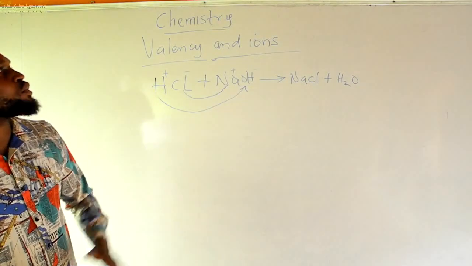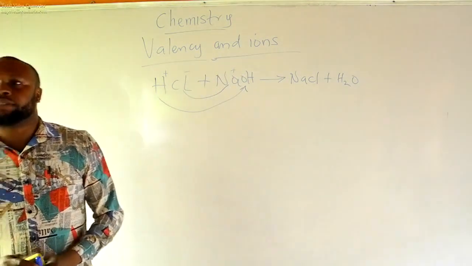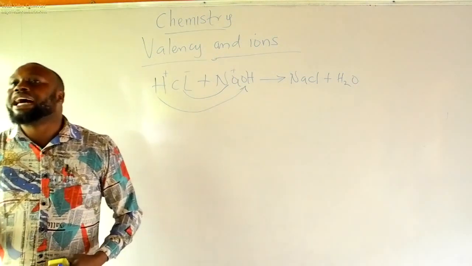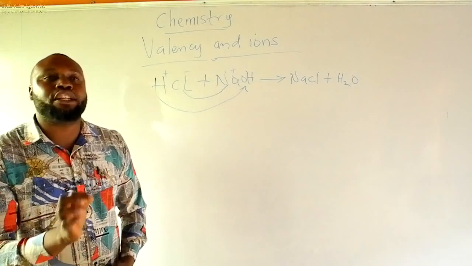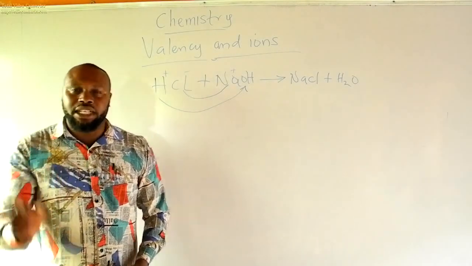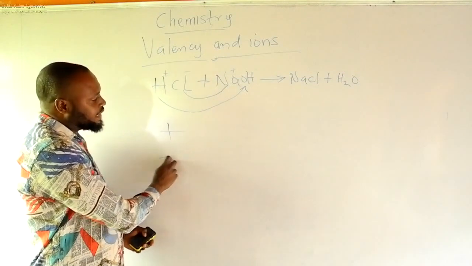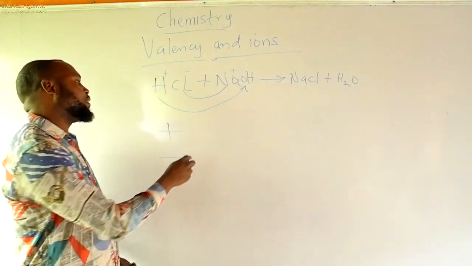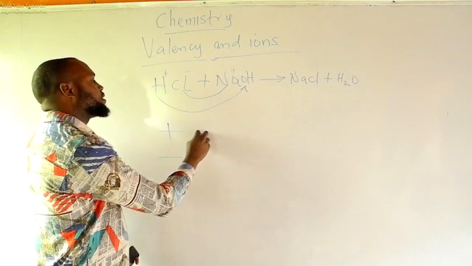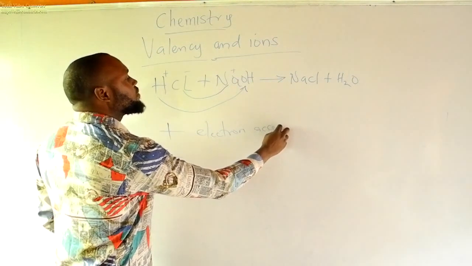Now, in today's class, we'll be talking about ions. What are ions? Ions are charges which atoms possess. Every atom you know of has a charge. It's either positively charged or negatively charged. An atom that is positively charged is called an electron donor.